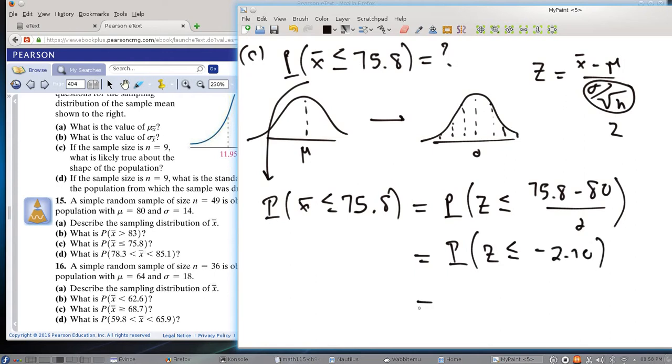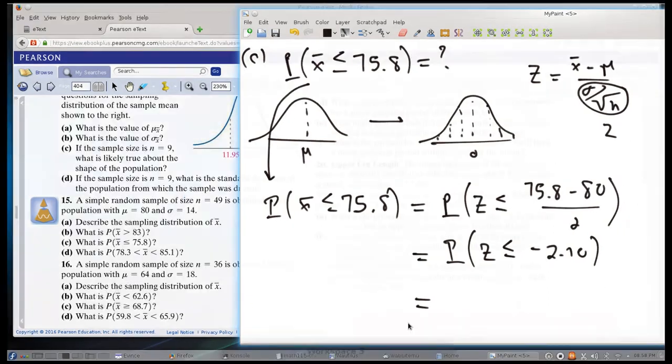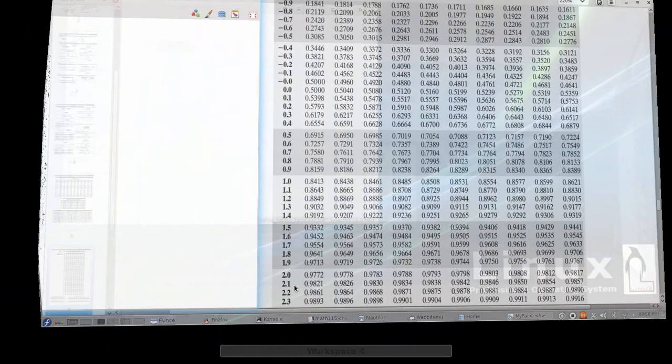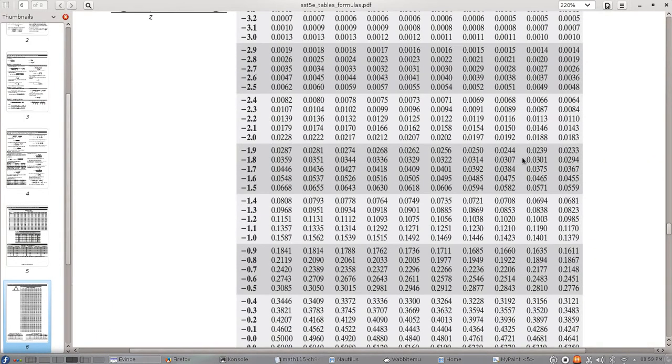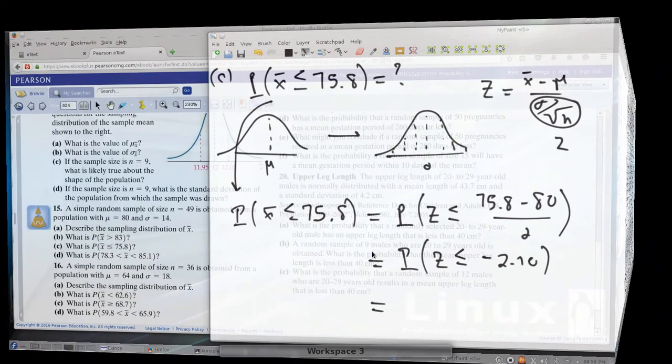And if you look up the table, let's go back to the table. We are looking for z equals or less than a negative 2.10. So let's go to the table. A negative 2.10 is up here, right here, and a negative 2.1, and the first column is 0. So the value is 0.0179. That is the answer. 0.0179.